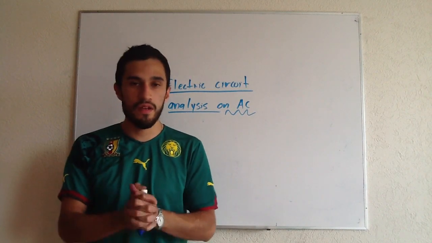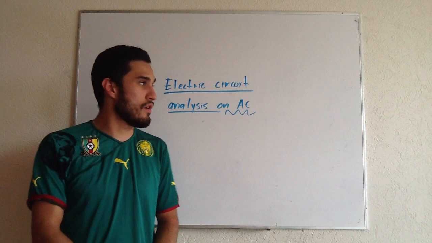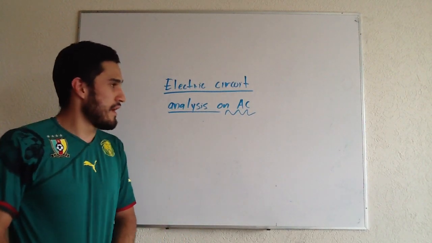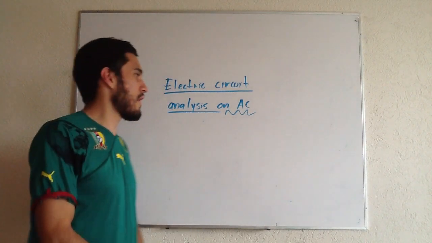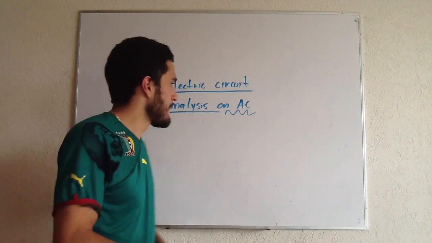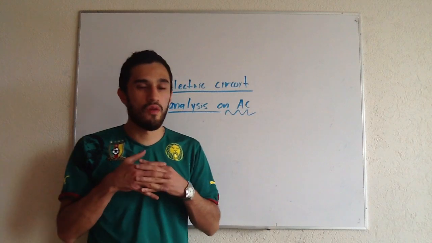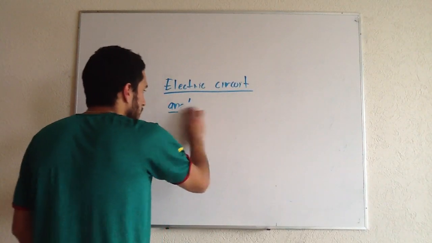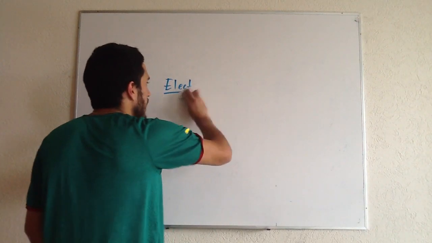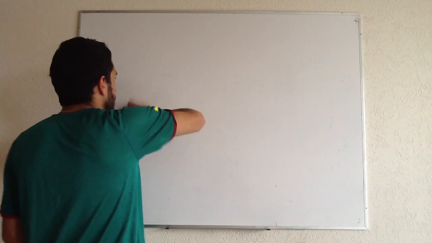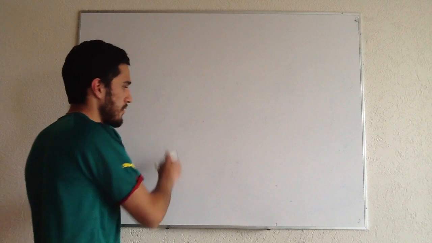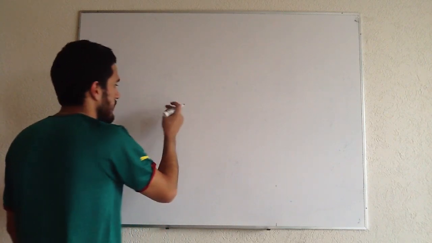For this course, it will be necessary to have previous knowledge on electric circuit analysis on direct current or DC, and also to know how to work with complex numbers. We will see why. So in this very first video, we are going to talk about the basics of electric circuit analysis. And to start, we will mention the difference that exists between the electric circuit with DC current and the electric circuit with an alternate current, an AC current.